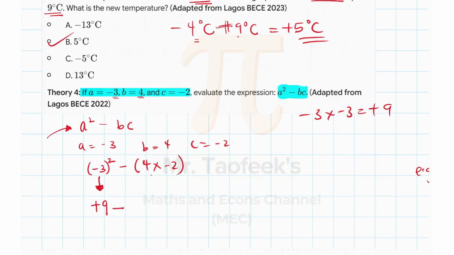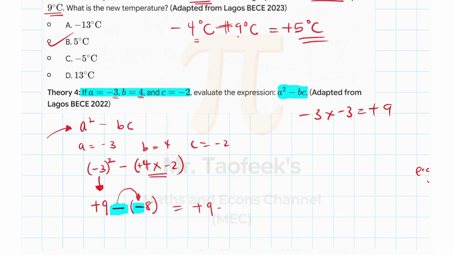Take away, then I deal with this one. -4 times -2. The signs are the same, so minus times minus is always plus, and 4 times 2, that is 8. Now, look, again, there is a multiplication going on here. The sign is written exactly close to each other without a number between them. So you need to take care of that first, okay?